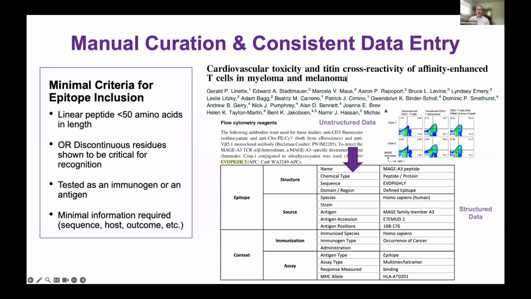And additionally, there is other minimal information required, such as the exact sequence of the epitope. And then for the assays the epitope is used in, other information such as the host and outcome is also required. So looking at our example paper, you can see here an epitope sequence is provided, as well as curatable assays. So this data is entered into the database as structured data.